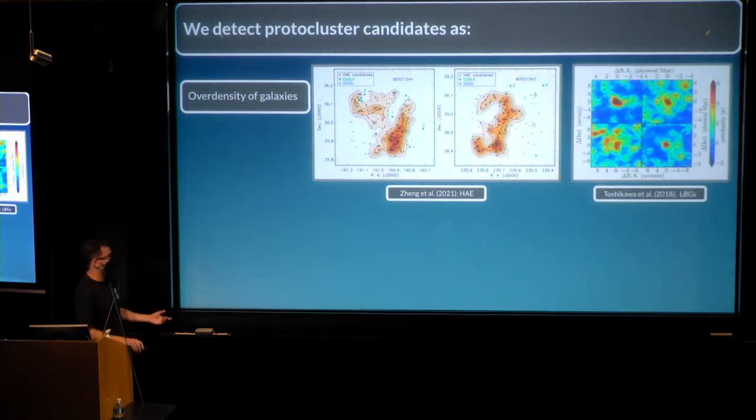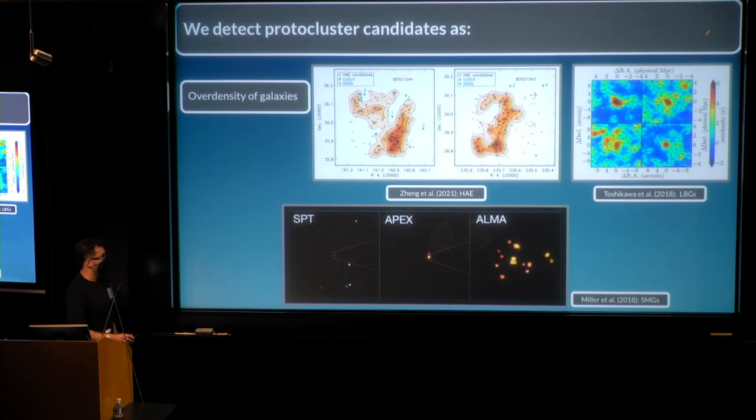Another galaxy population that is easy to select at high redshift are the Lyman break galaxies. We basically need 3 broad bands in the optical to trace the Lyman break, and we can select galaxies at a certain redshift.